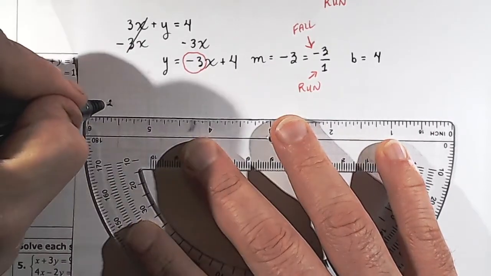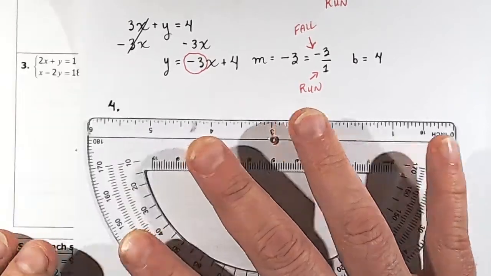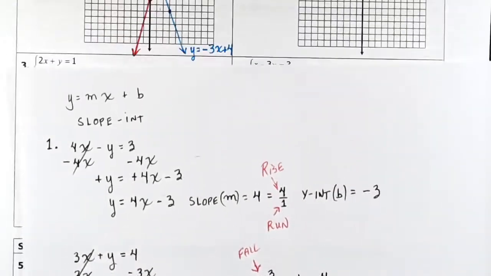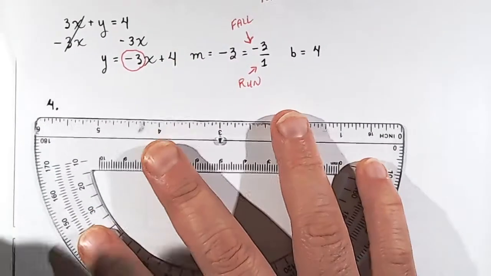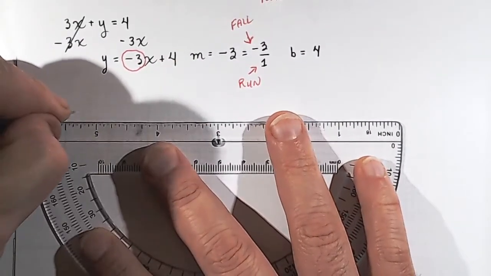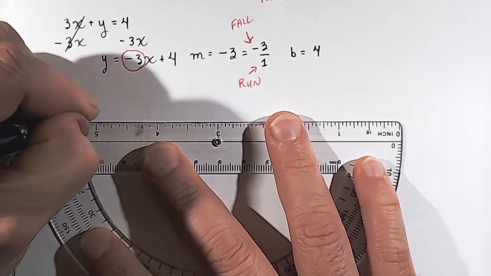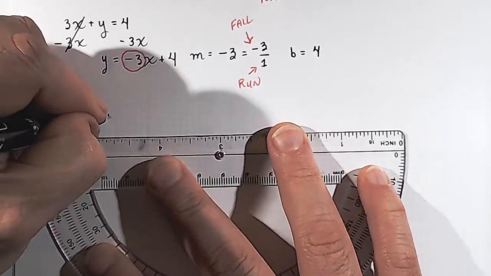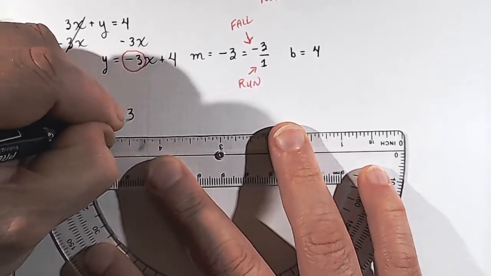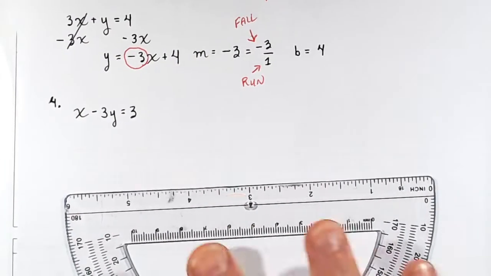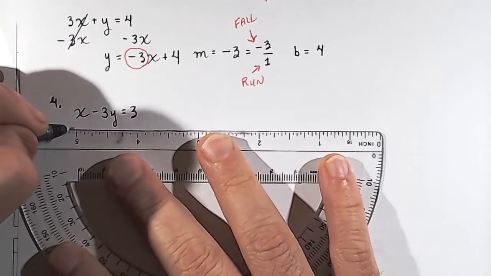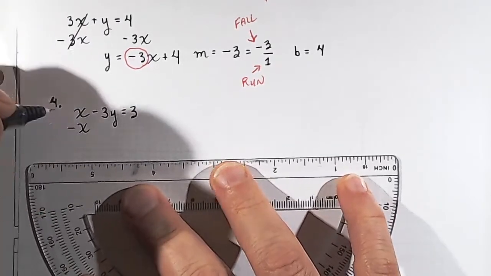I need a pen that has ink. This is number 4. And so let me just transfer these equations. x minus 3y equals 3. And the first thing I have to do is get this solved for y. So I need to start that by moving the x. We'll subtract x from both sides.